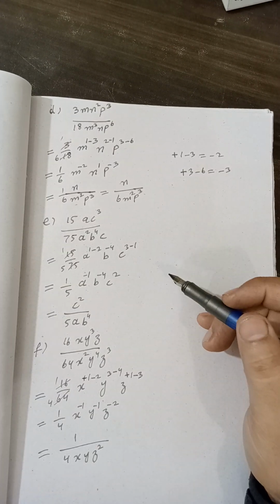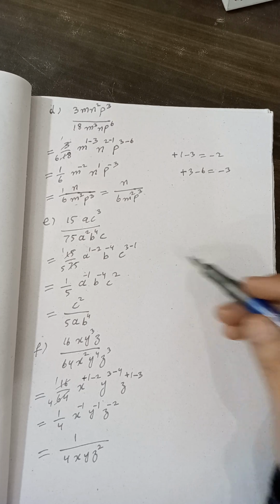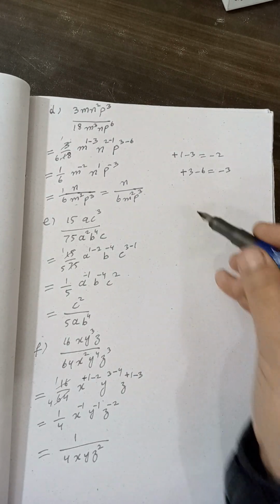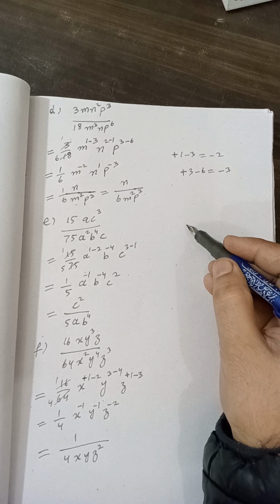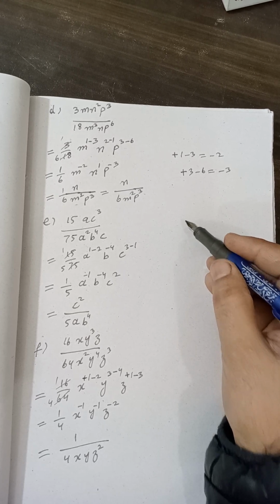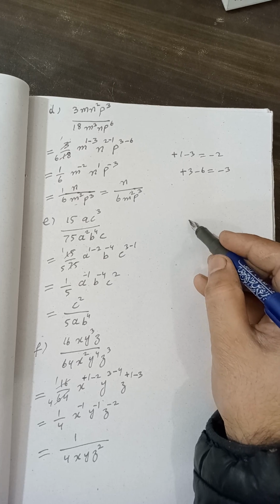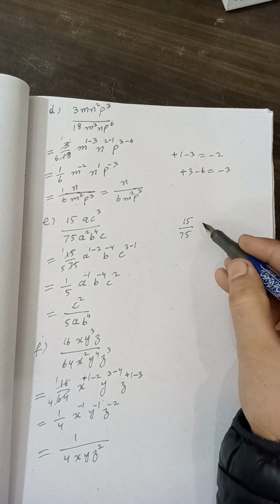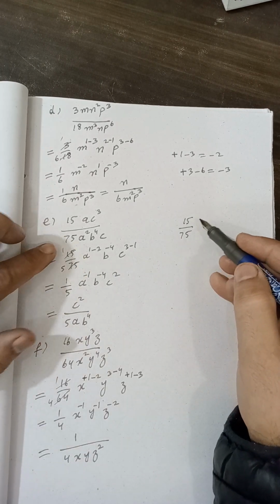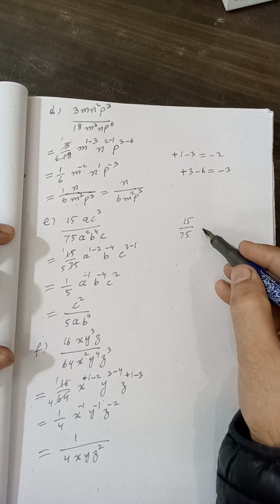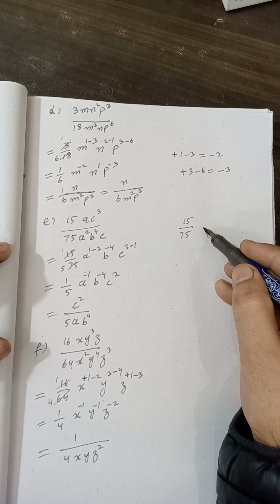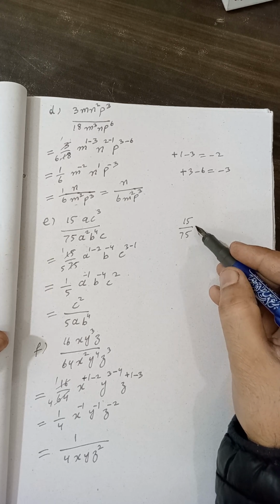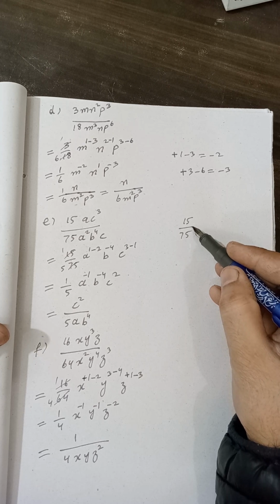Dear student, all the parts of question number 1-6a can be solved with another method, and I am solving E and F parts with another method for your easiness. May you like this. You will write this 15 over 75 as such, but for the alphabets you will see which alphabet should be in the numerator and which should be in the denominator. So you will think that where there is bigger power, you will move the smaller power to that place.